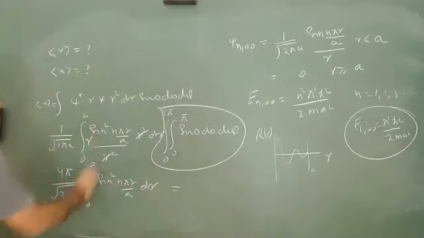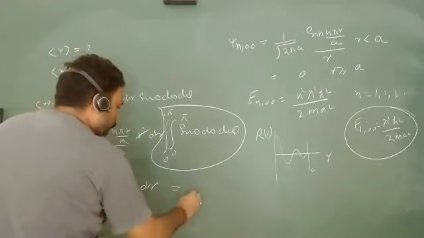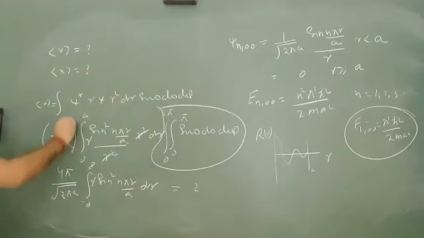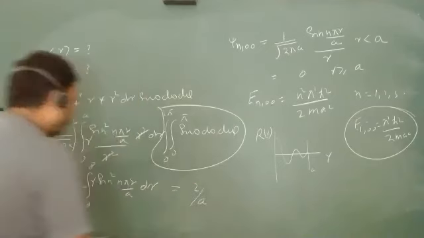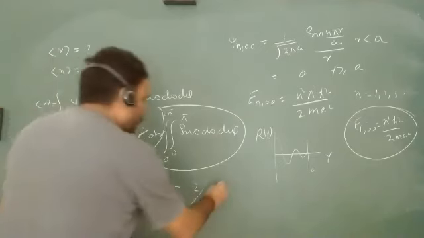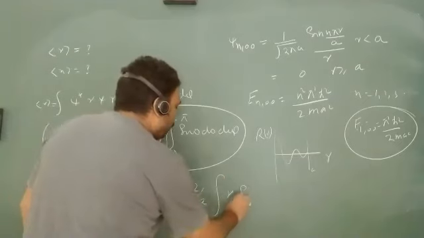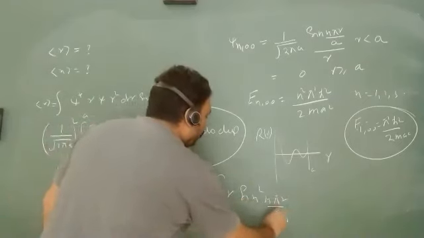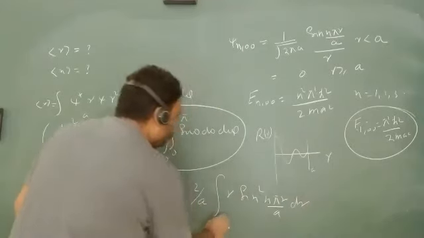Sorry, one r is missing. So r is also there. So this will be 1 minus psi square, so this will be whole square. This will be, I think, 2 upon a, and you have integration r sine square n pi r upon a dr, 0 to a.